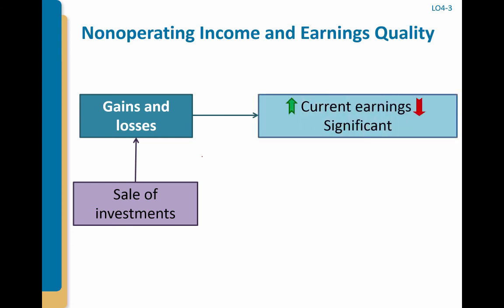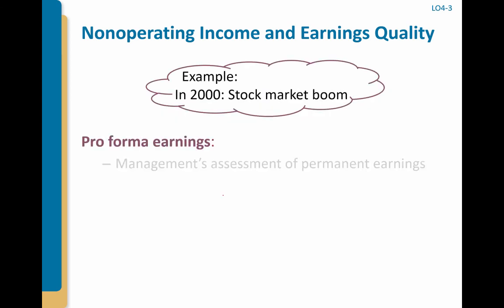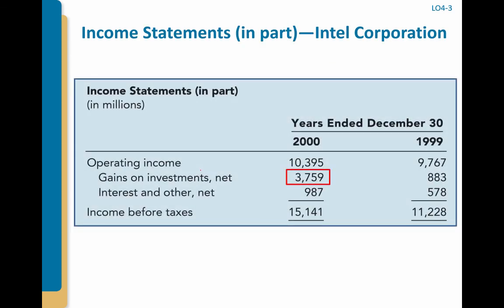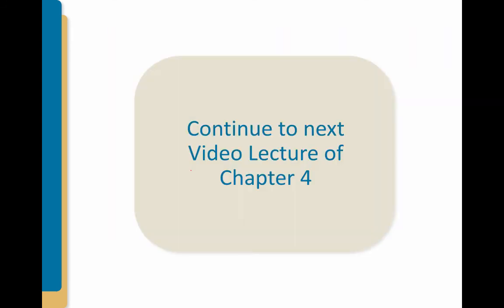Then we have gains and losses, such as if you're selling investments, and pro forma earnings are your projections. So now what happens is the Sarbanes-Oxley Act requires you to reconcile your pro forma earnings to what you have from GAAP. So now there's that reconciliation. So here's your gain on investments. Now that is shown.